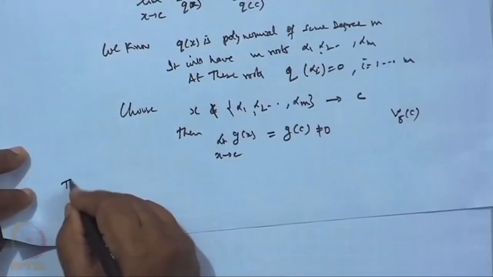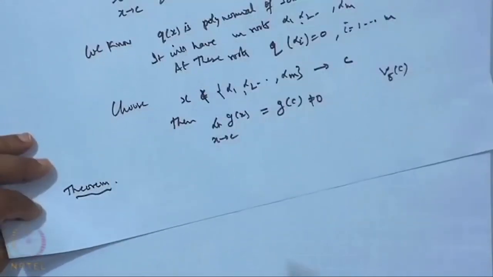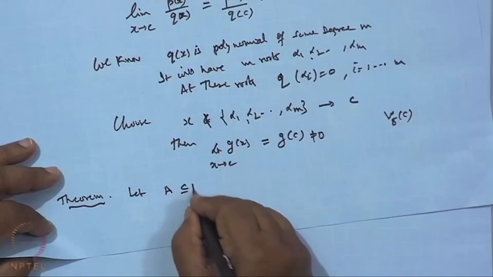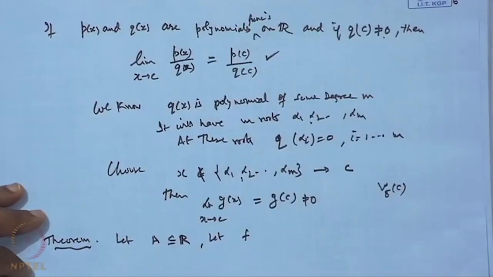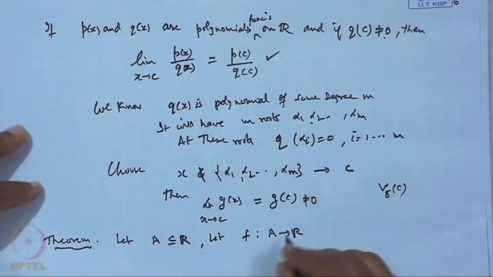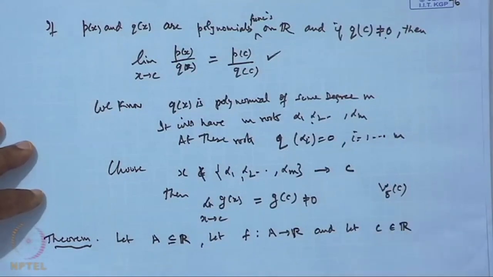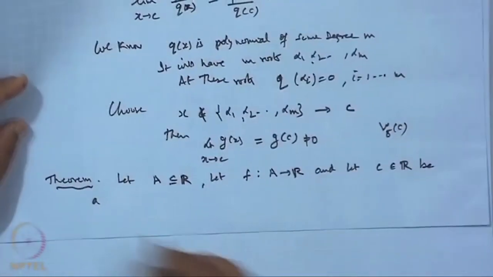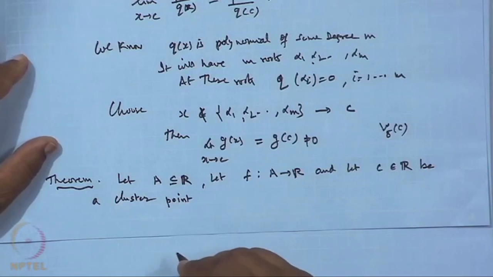Now, this result is also interesting. The result says: let A be a subset of R, and let F be a mapping from A to R, and let C belong to R, be a cluster point of A.